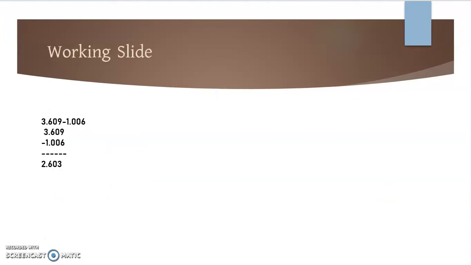Next question. 75.233 minus 17.04. Okay, here again we have to put a 0 to make the number of digits after the decimal point equal. 75.233 minus 17.040.